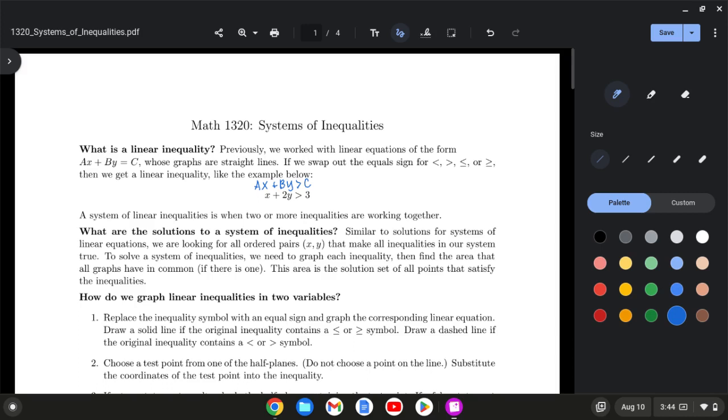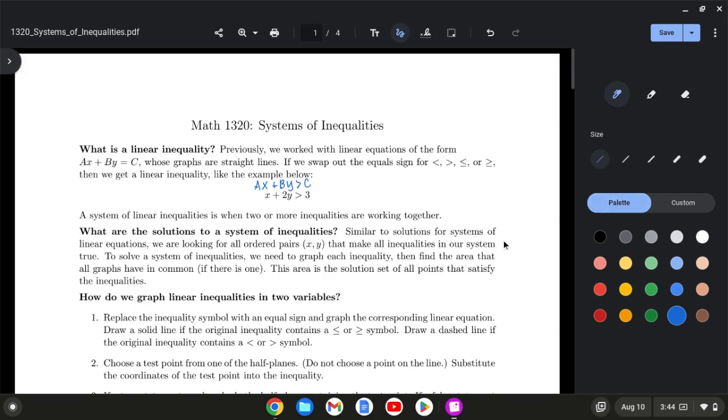So to have a system of linear inequalities, it requires that we have two or more inequalities that are working together. In the last video, when we talked about nonlinear systems, I said that you only had to have one of those equations be nonlinear in order for it to be considered a nonlinear system. Well, in this case, for it to be a system of inequalities, all of our given expressions, all of our mathematical statements, have to be inequalities.